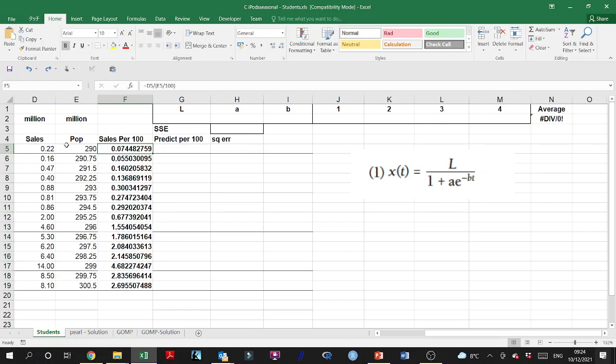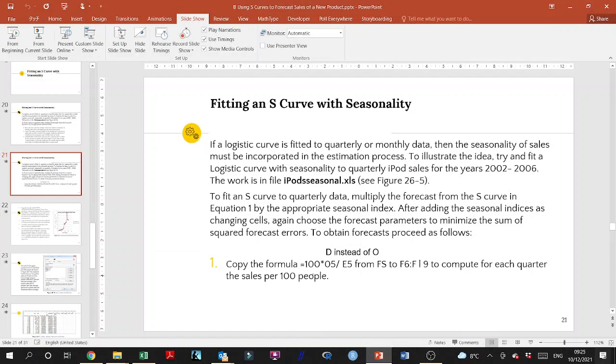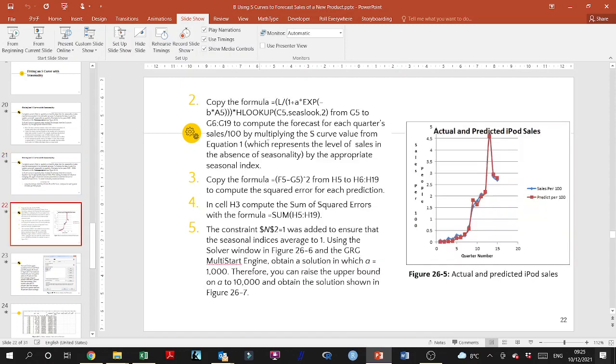I did sales over, but why did I put the sales over population over 100? It shouldn't be like this. So this is sales over population, and then here 100 times. It's going to give us the same thing. So you can see that if you do it my way, or do it like the book, it's all the same.